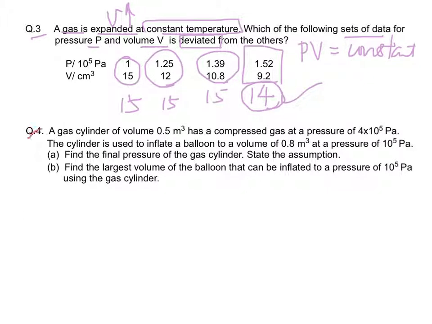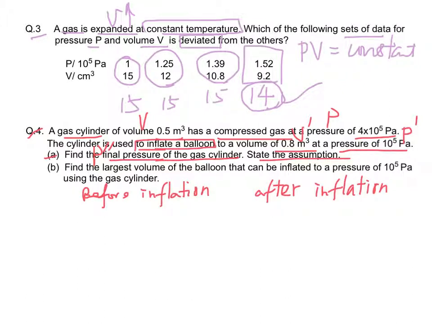Question number 4. A gas cylinder, 氣樽, of volume 0.5 m³ has a compressed air, 壓縮氣體, at a pressure of 4 times 10 to the power 5 Pa. The cylinder is used to inflate a balloon, 充一個氣球充氣, to a volume of 0.8 m³ at a pressure of 10 to the power 5 Pa. Find the final pressure of the gas cylinder P double prime. State the assumption.